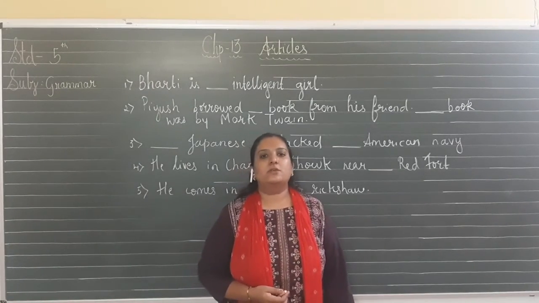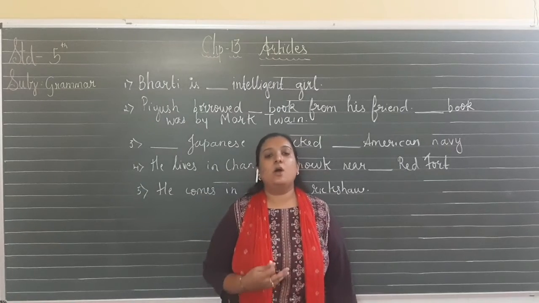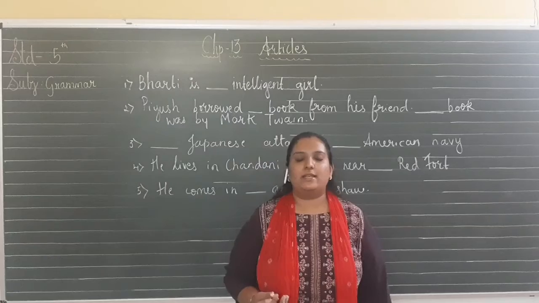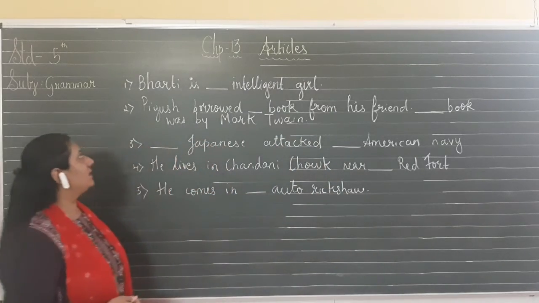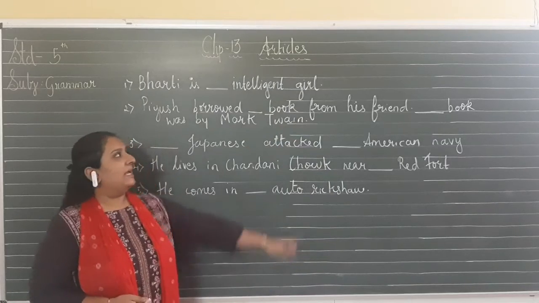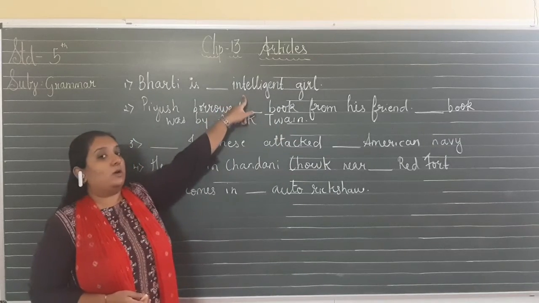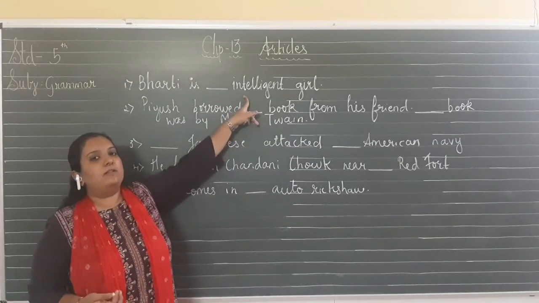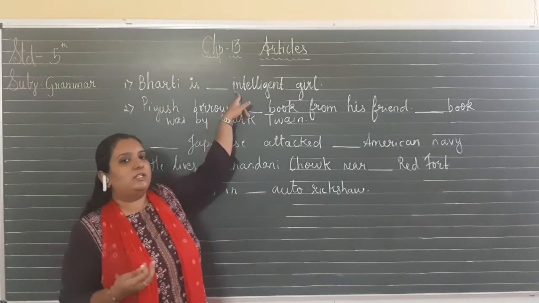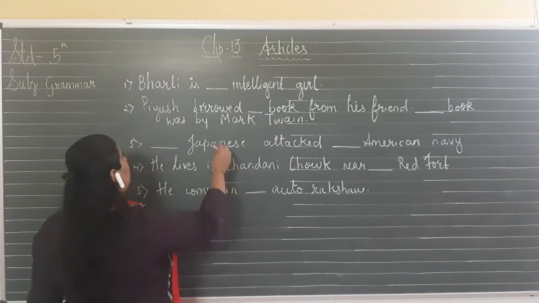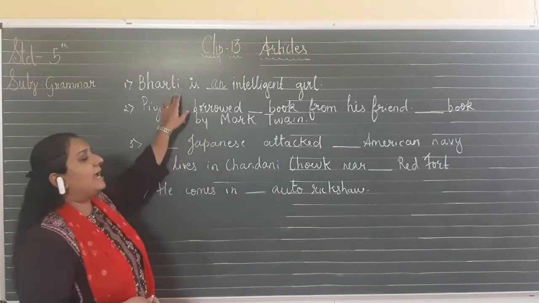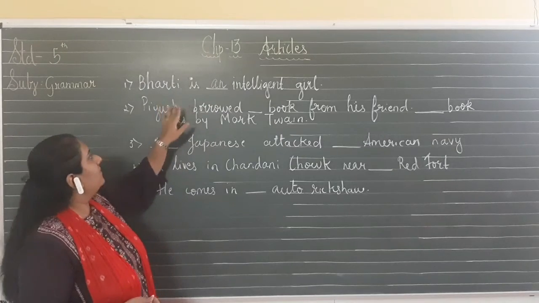Okay students, so in this exercise we have to insert all the three articles, articles a, an and the. Let us start. The very first sentence is Bharti is a dash intelligent girl. Intelligent. So here what sound do we get? We get a vowel sound. It is starting with I, but the sound comes as E. Intelligent. It is a vowel sound. So for vowels we use article an. Bharti is an intelligent girl.